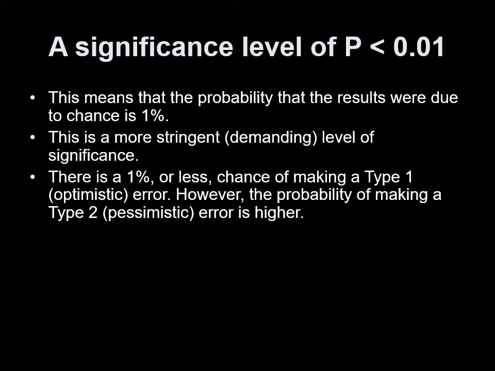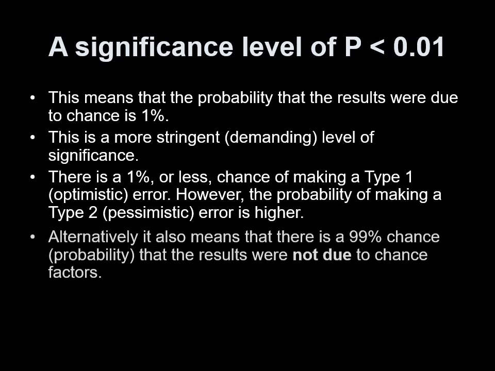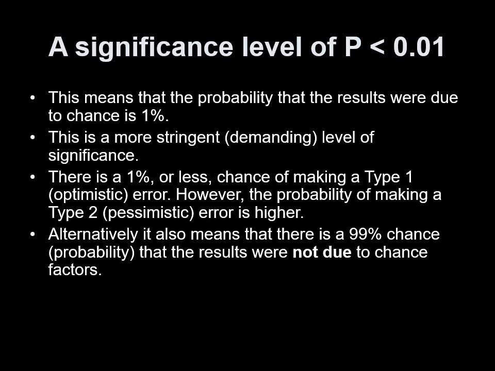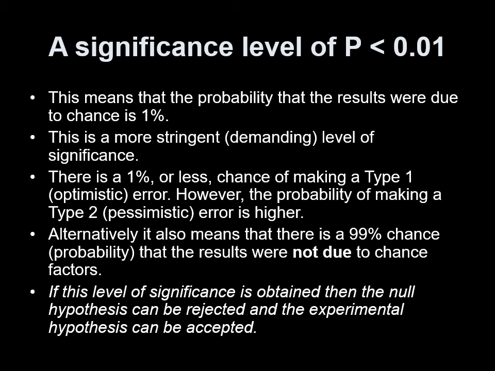So basically, the lower the number, the more scientific you are, because the more demanding and stringent you're being in your testing. Alternatively, it means that there's a 99% chance or probability the results were not due to chance factors. And if this level is obtained, then the null hypothesis is rejected, same as before.